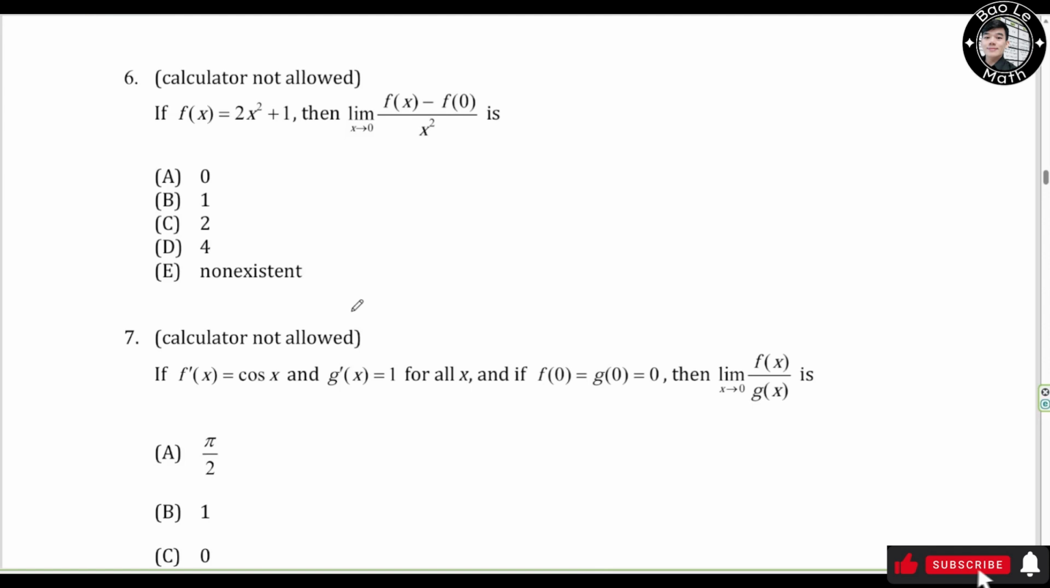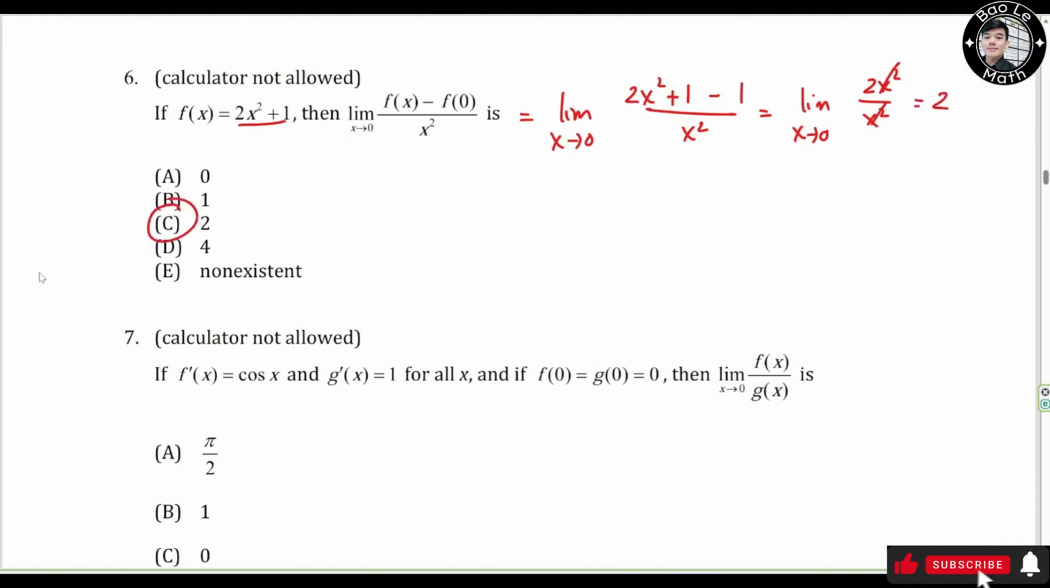Now let's move on to question 6. If the function f of s equals 2s squared plus 1, then we need to find this limit, right? So this guy is the same thing as the limit when s approaches 0 of f of s, I'm going to replace this one with 2s squared plus 1, right? And f of 0, substitute 0 for s over here, so it could be minus 1, right? Over s squared, right? So 1 minus 1 is going to be 0, so I'm going to end up with the limit of 2s squared over s squared when s approaches 0, right? This guy cancels out, the answer is 2, right? The answer must be C.